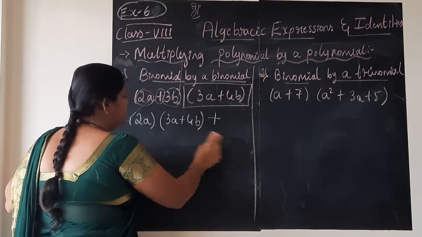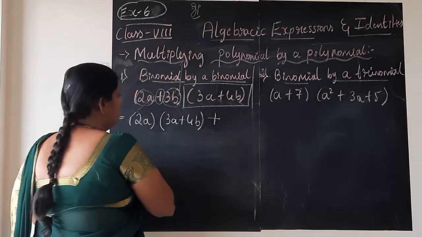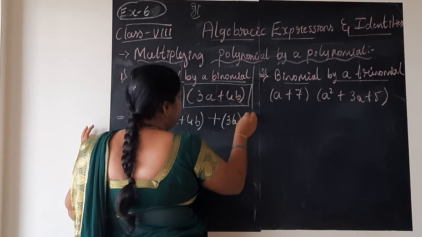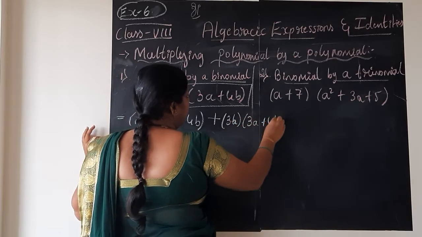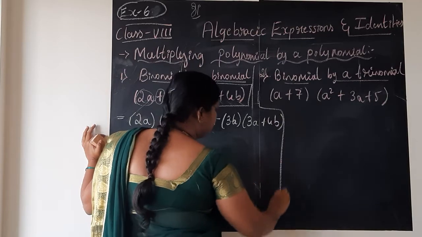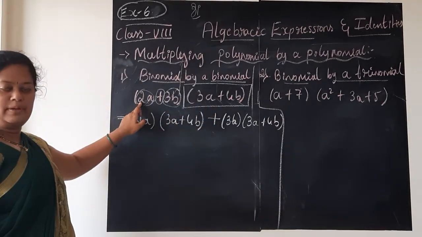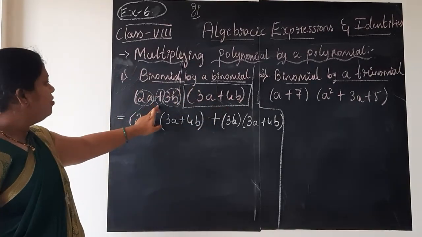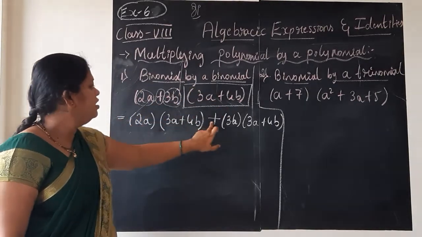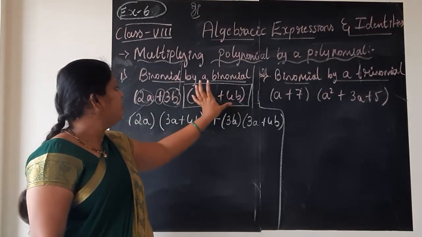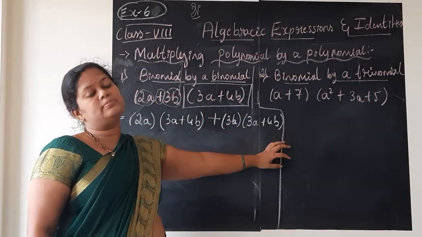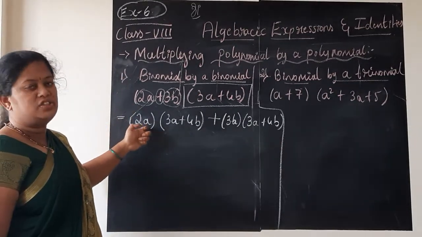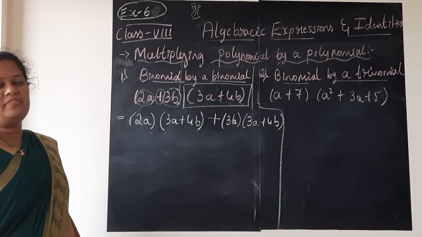But all this is confusing, let me write it for you in a single line. 3b into (3a plus 4b). Like this. First term of the binomial into the whole second bracket, that is the second binomial, plus or minus according to the given question. Again second term of the binomial into the whole second binomial you will write. This is the first step. If you understand this, children, next everything is same as you did in the previous exercise.